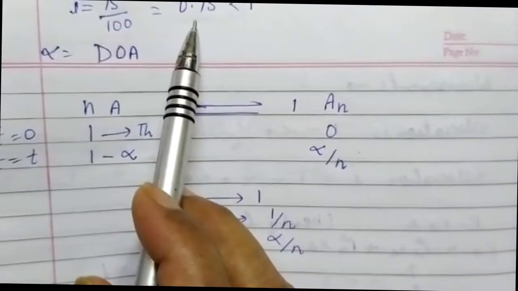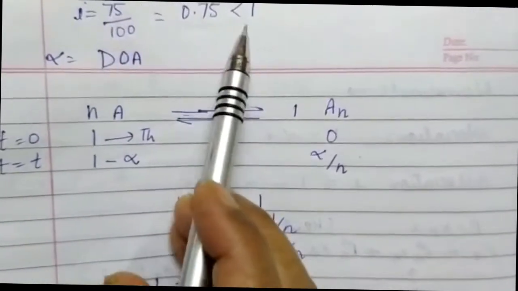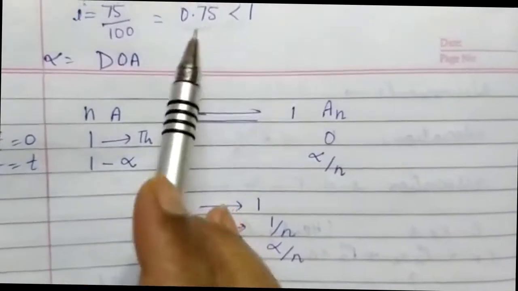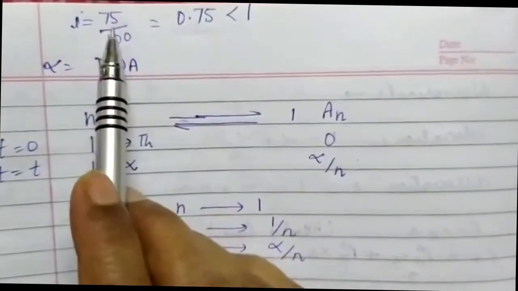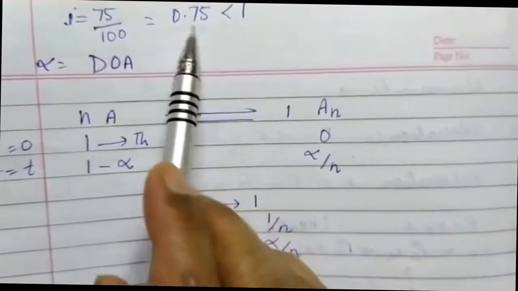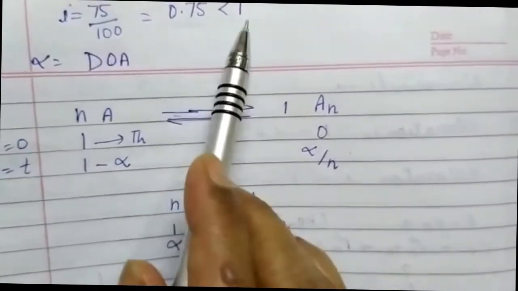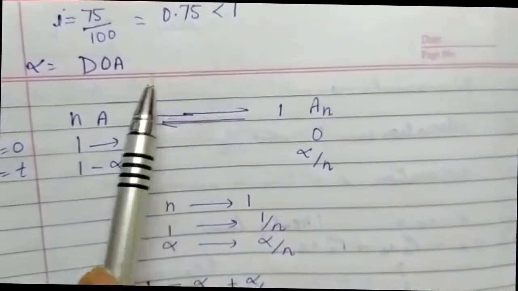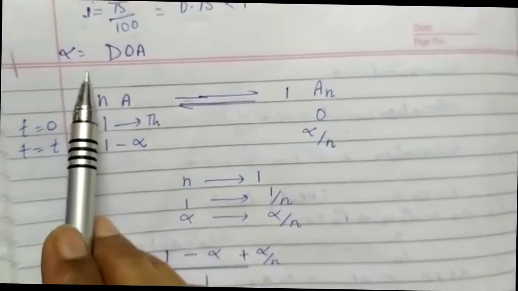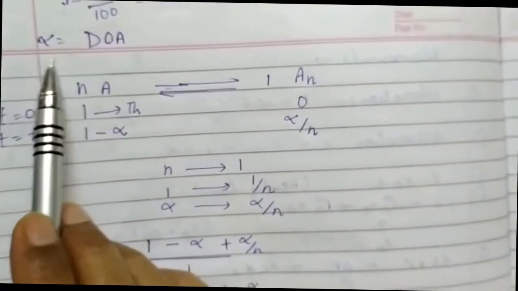And as we have seen already, the Van 't Hoff factor for association will always be less than 1. Here we have the answer, the i value is 0.75, which is less than 1. So we have seen that the Van 't Hoff factor value will be less than 1 in the case of association. Now we have to find out the degree of association.